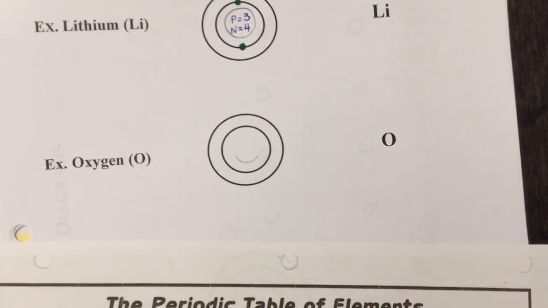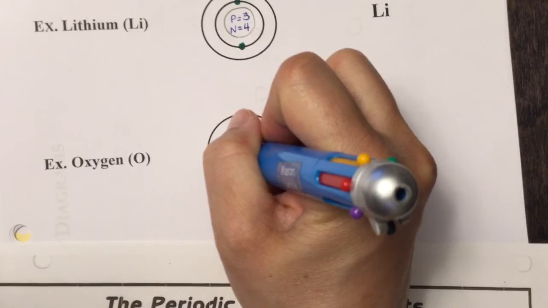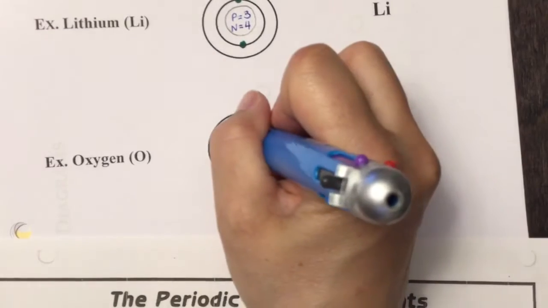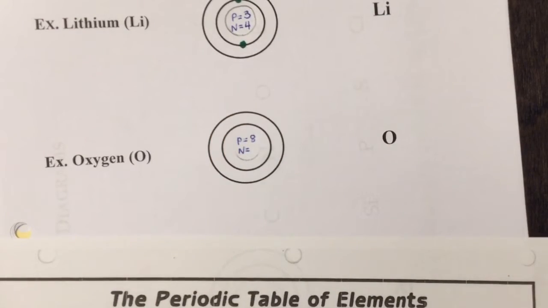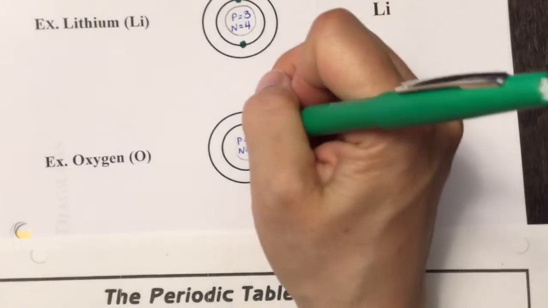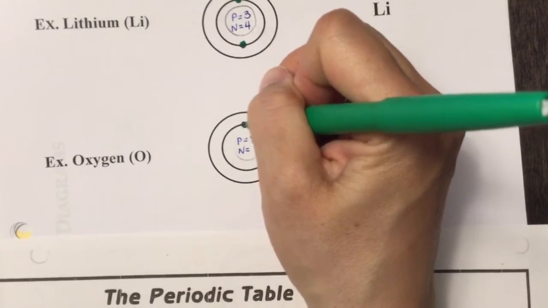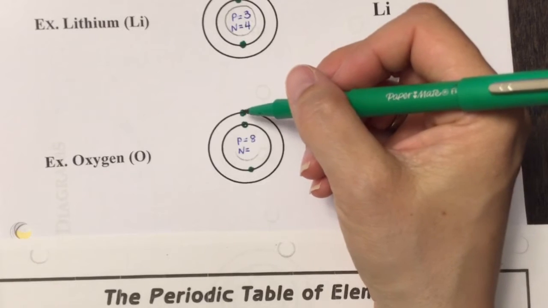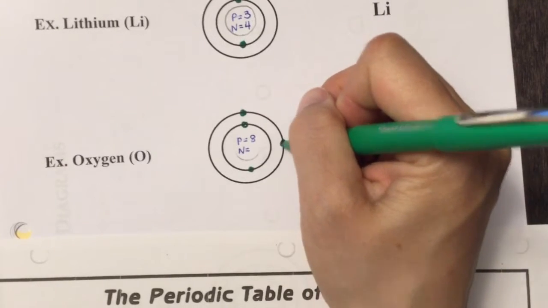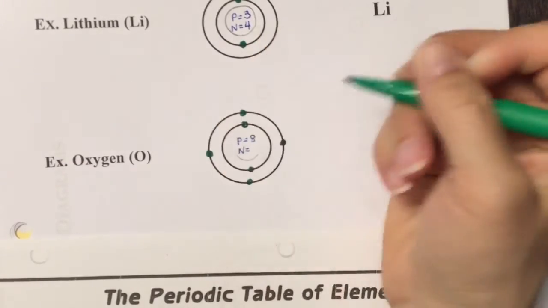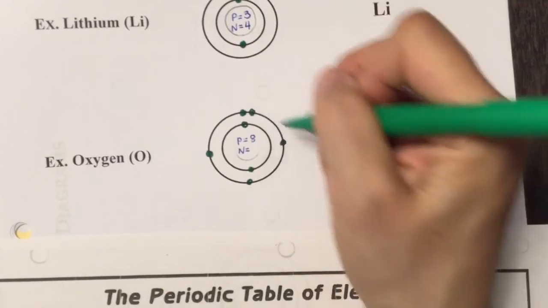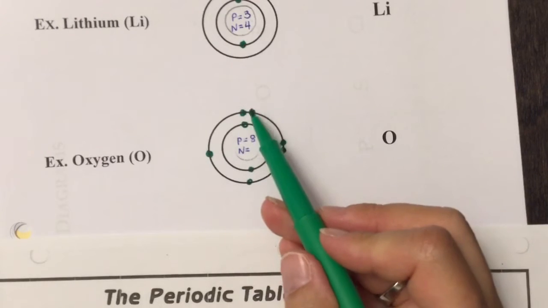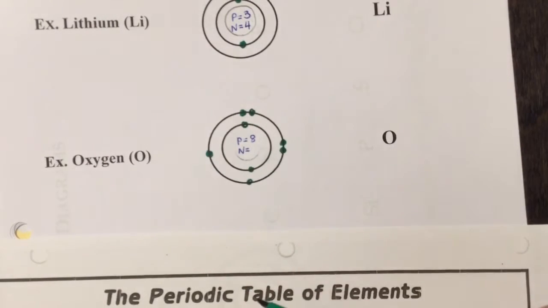Oxygen's atomic number is 8, and its mass is 16. So if I look here, I'm going to write P equals and N equals. So how many protons will oxygen have? It'll have 8. How many electrons will oxygen have? It'll also have 8. So I start 1, 2, 3, and now I'm going to go clockwise 90 degrees. 3, 4, 5, 6, and now I'm going to go back up 7 and then 8. So we start at 12 o'clock, 3 o'clock, 6 o'clock, 9 o'clock, 12 o'clock, 3 o'clock, 6 o'clock, 9 o'clock until we've added all the electrons we need.